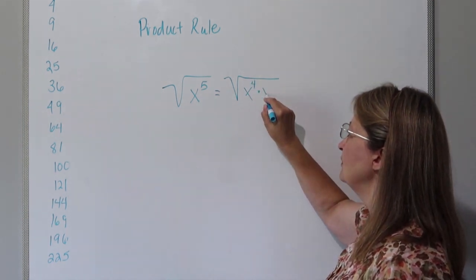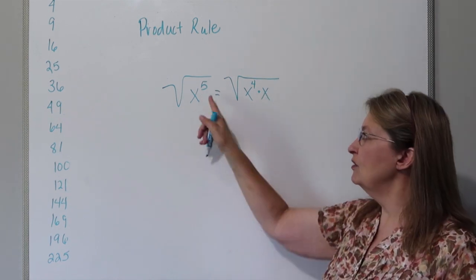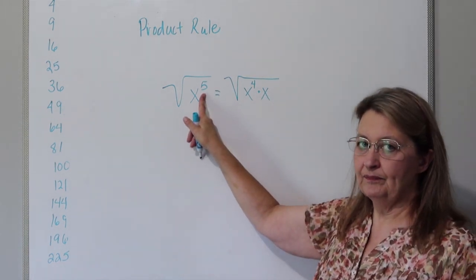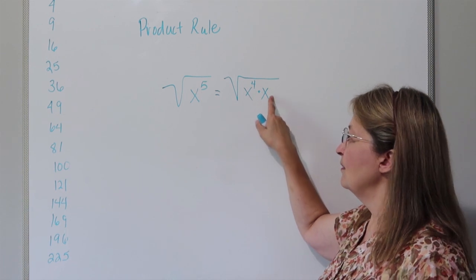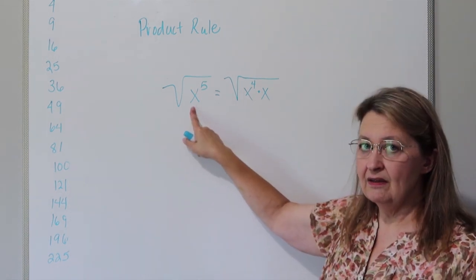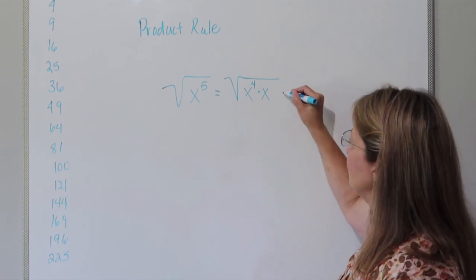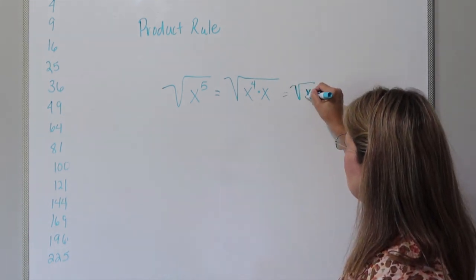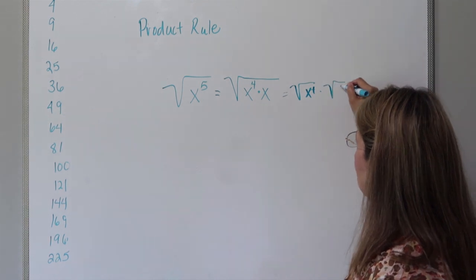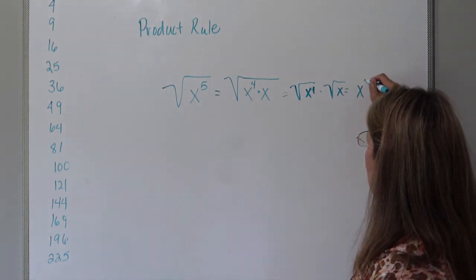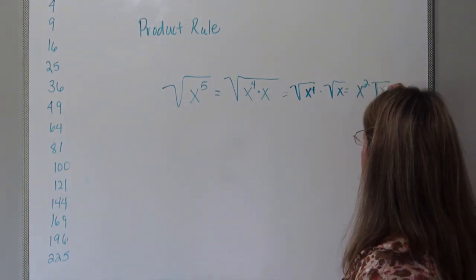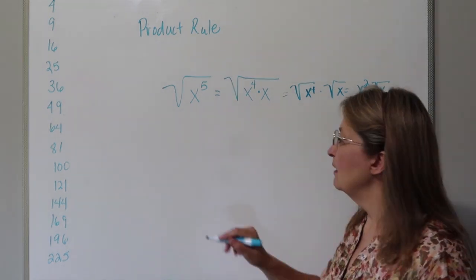You're going to multiply it by whatever you need to make this exponent. What is x to the 4th times x? It's x to the 5th. So I didn't change the value. Now you can split this up into the square root of x to the 4th times the square root of x, and you get x to the 2nd times the square root of x. Okay. Let's look at another one.